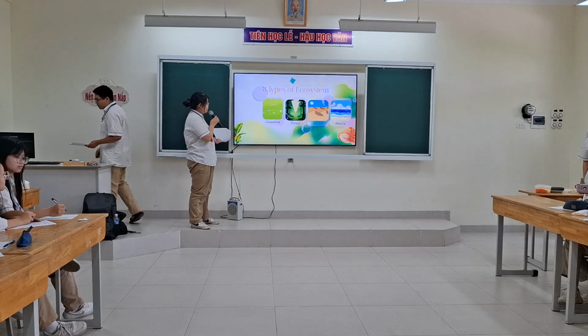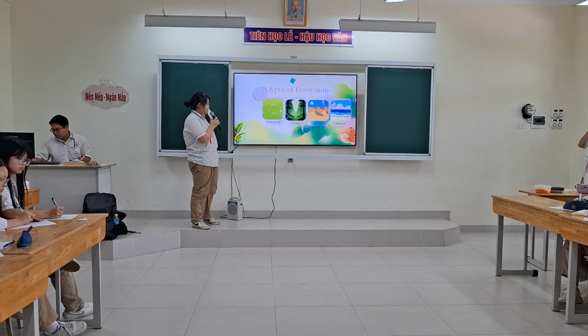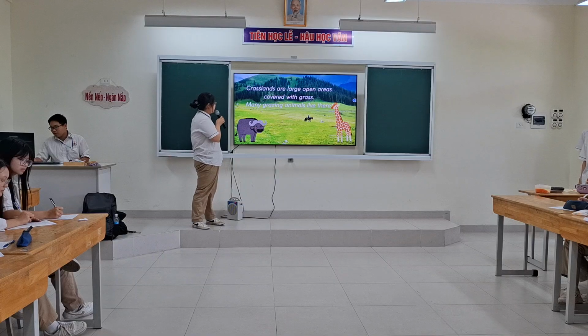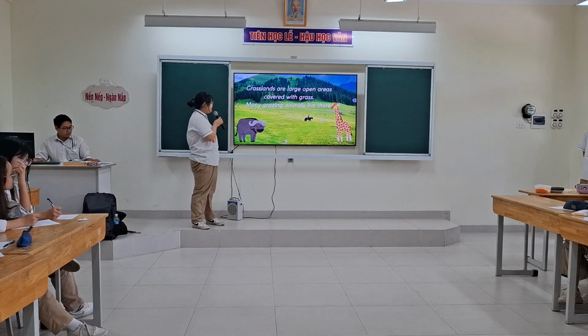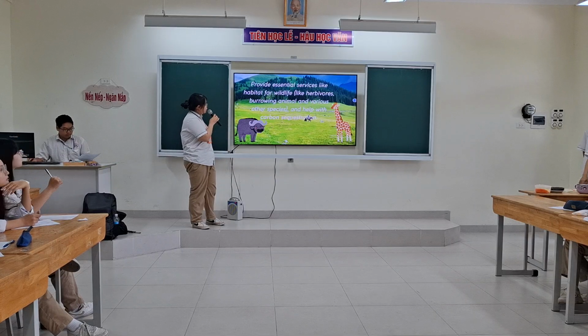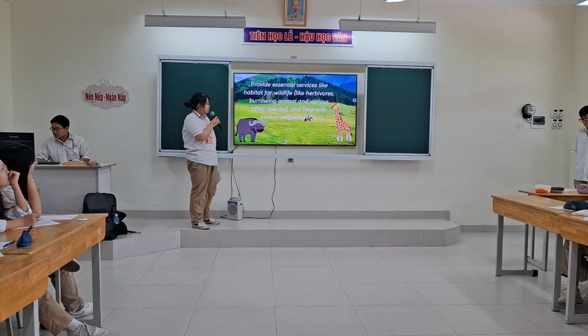Types of ecosystems include grassland, forest, desert, and marine. Grasslands are large open areas covered with grass. Many grazing animals live there. They provide essential services like habitat for wildlife and help with carbon sequestration.